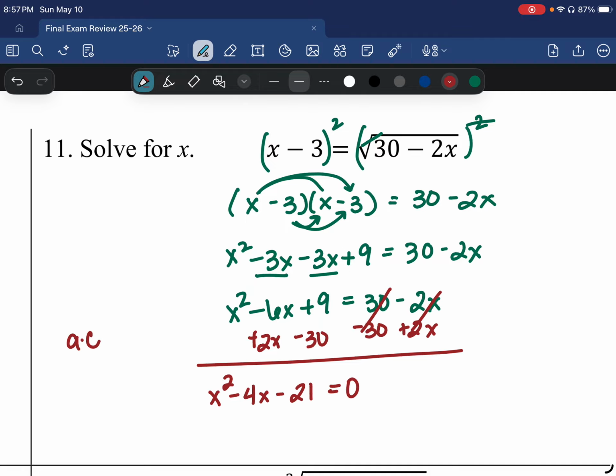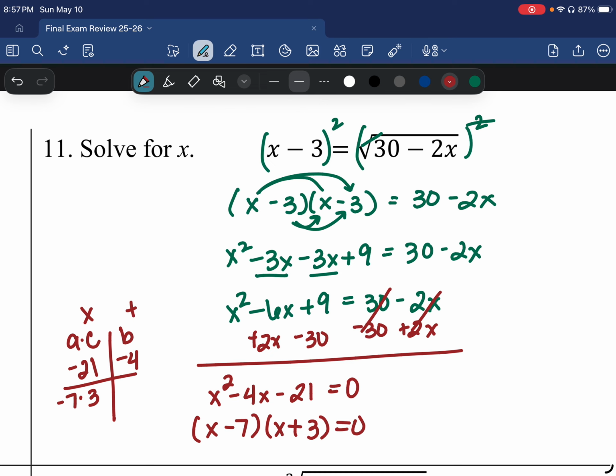If we attempt to solve by factoring, a times c would be negative 21 and b would be negative 4. So we need two numbers that multiply to negative 21, but also add to negative 4. We would get negative 7 times 3. And remember that those are your factors, they are not your solutions.